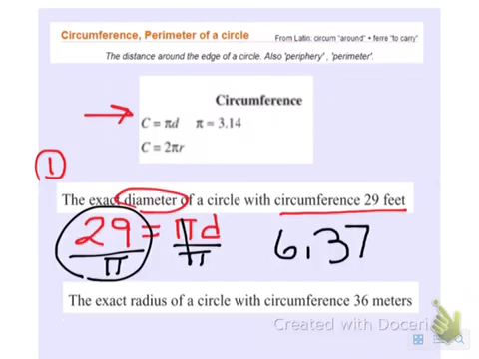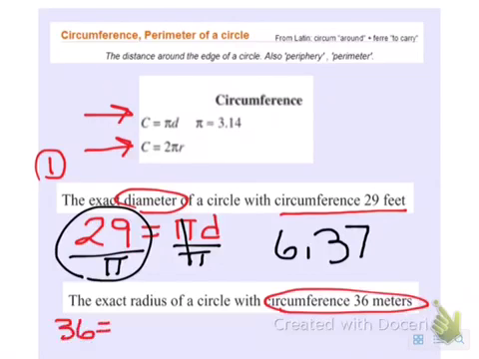Example 2. Example 2 wants me to find the exact radius of a circle with a circumference of 36 centimeters or 36 meters. So again, that tells me that my circumference is 36. So I've got to use this second formula since I want to find radius. If C, I can substitute a 36 in for C. So 36 equals 2 times pi times r. So if I want to solve for r, I need to isolate the r. So I'm going to divide both sides by 2 pi.